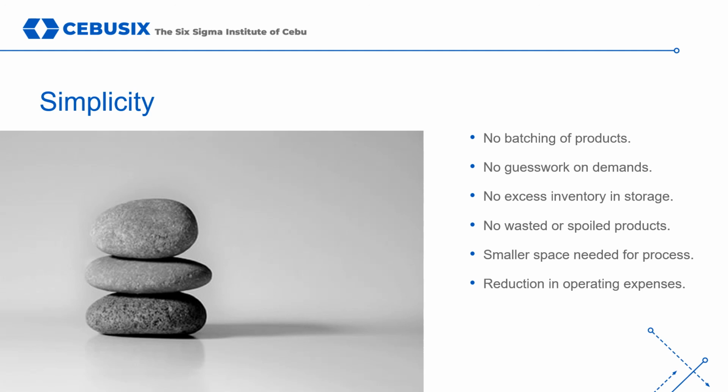The increased quality outputs results in a reduction of wasted or spoiled products, and the space that is needed for production is greatly reduced. A lower production footprint requires less space than a push system, and therefore there is a reduction in the overall operating expenses for companies that implement just-in-time manufacturing.